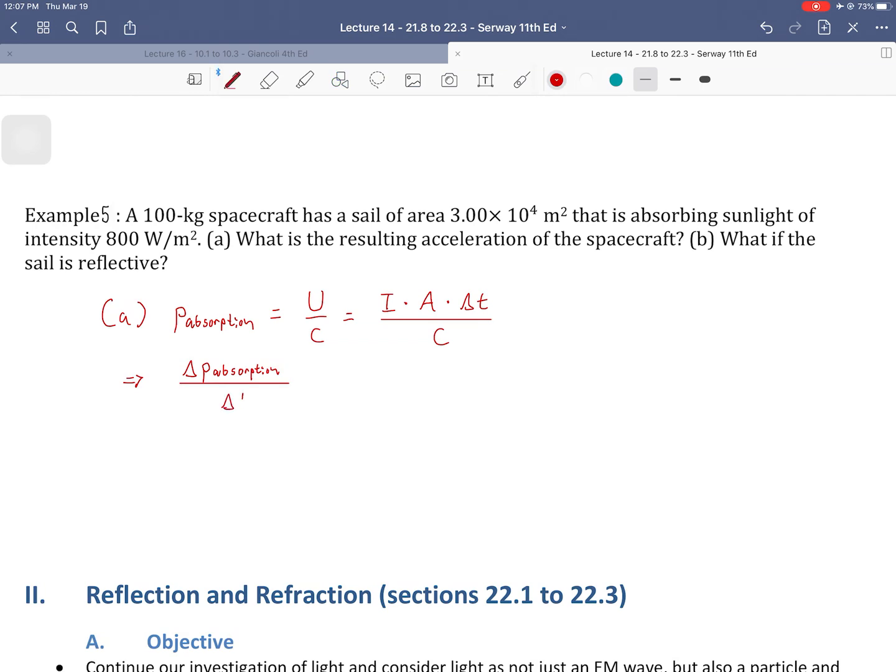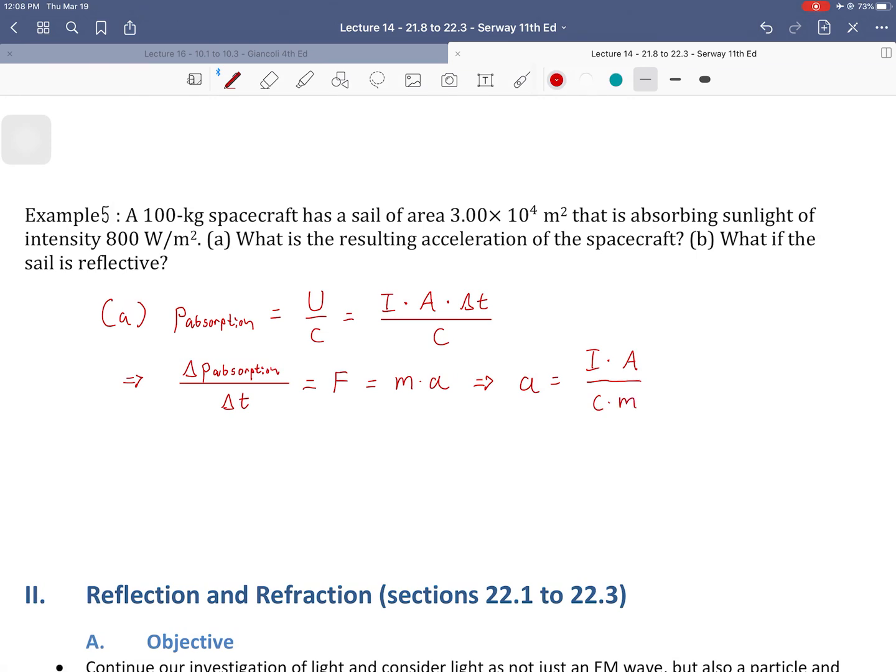The reason I'm doing this is because delta P over delta t is exactly force by definition. That is Newton's second law in translational momentum form. So that is F, the force that the light is putting on the sail. And that is going to be equal to the mass of the sail times acceleration. Now you can see how we're going to solve for acceleration. The acceleration is then going to be the intensity of the light times the cross-sectional area of the sail divided by the speed of light and the mass of the sail.